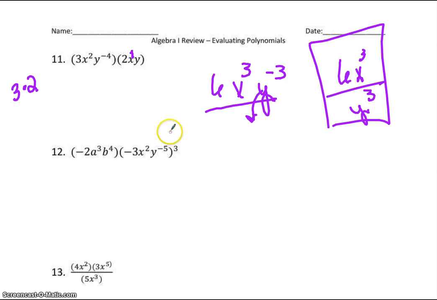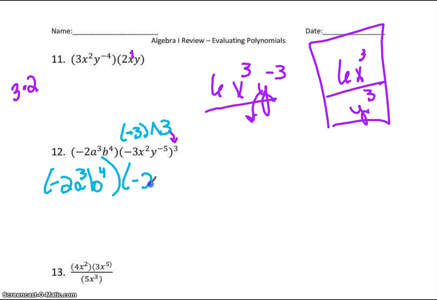On number 12, you got to deal with this little exponent here first. So your negative 2, a to the third, b to the fourth, all stays the same. Everything in here has to be raised to the third. So that's like saying negative 3, raised to the third. Now that negative 3 needs to be in parentheses. And so you discover that negative 3 to the third is negative 27. X to the 2 times 3 is 6. y to the negative 5 times 3 is negative 15.